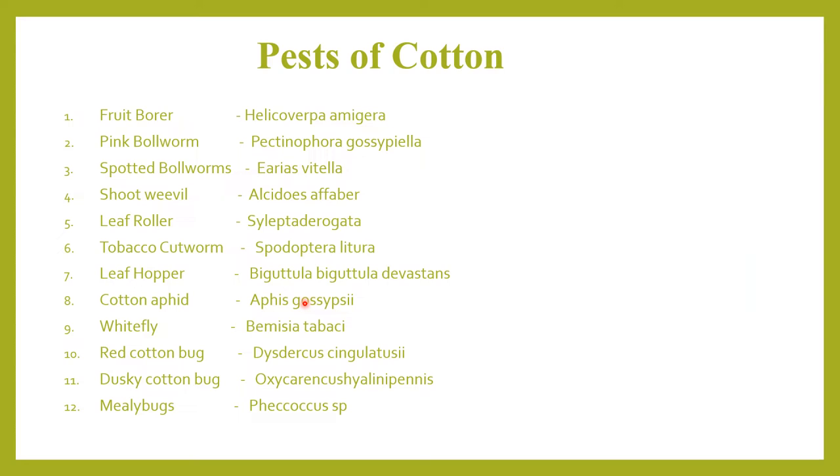Before going to see the symptoms and management of the pests of cotton, we will discuss what the major pests of cotton are, one by one. First is fruit borer, second is pink bollworm, spotted bollworm, stem weevil, leaf roller, tobacco cutworm, leaf hopper, cotton aphid, whitefly, red cotton bug, dusky cotton bug, mealybugs. These are some of the important pests we will be seeing in the cotton crop.